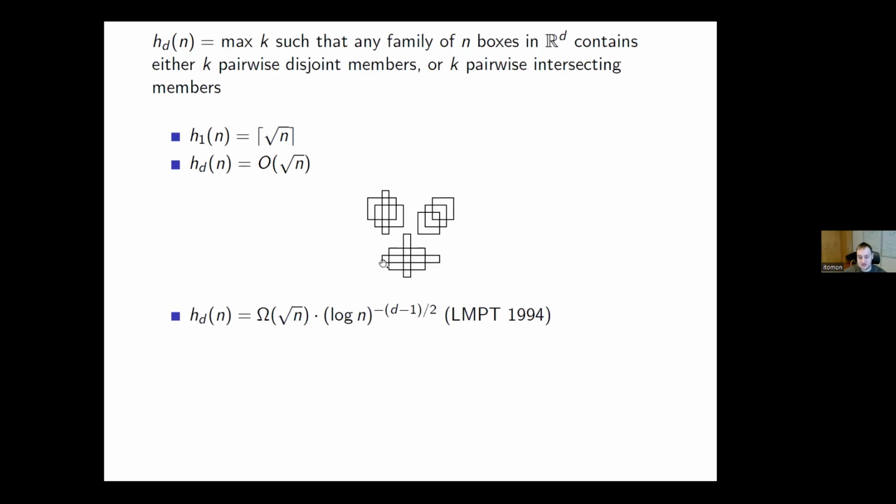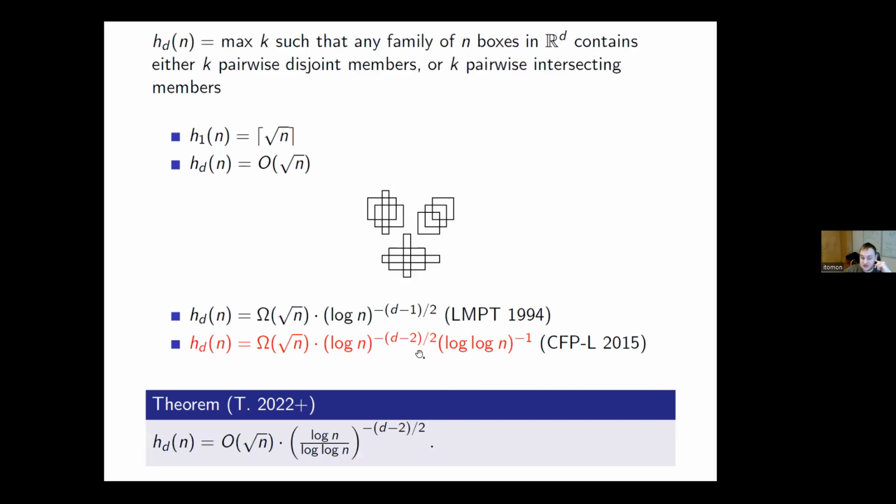And then the lower bound is the one I showed you before, and this can be slightly improved using the result of Correa, Feuilloley, Pérez-Lantero, and coauthors. So you can get an extra square root of log n factor. While this does not seem like much of an improvement, this slightly improved bound is actually sharp up to double logarithmic factors. I can show that there is a construction of boxes where you don't have a subfamily of pairwise disjoint or pairwise intersecting boxes with more than square root n times (log n)^(-(d-2)/2) elements.